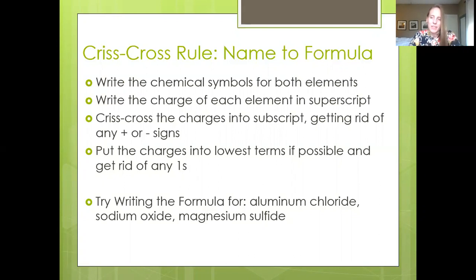So all we're going to do is write the two different elements involved. We're going to write their charges in superscript. We then cross over their charges and then put them in lowest terms. We also don't bother writing in any ones. So let me go over an example of what that would look like.